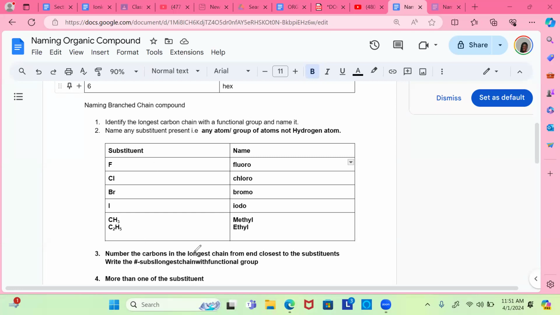Now we are going to number the carbons in the longest carbon chain from the end closest to the substituents. Then we're going to write the carbon number with the substituents, then put in the name of the substituents, and then we name the longest carbon chain with the functional group. So we're going to practice this.